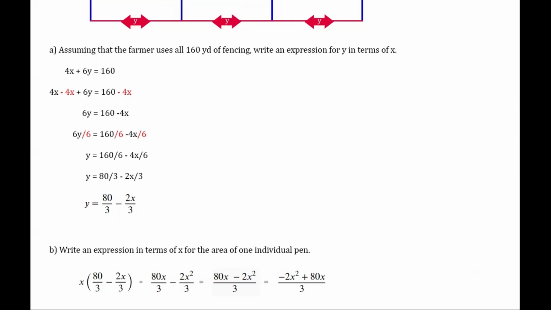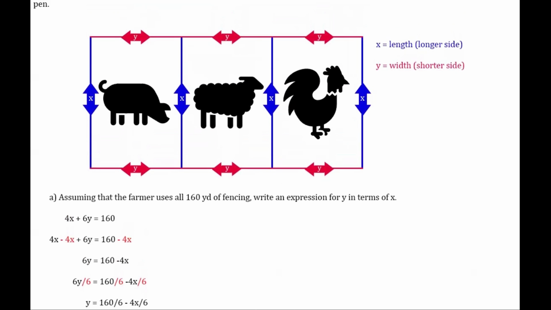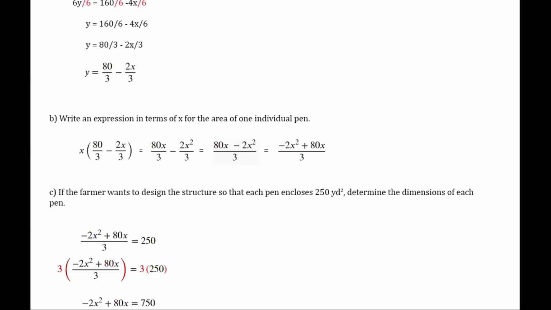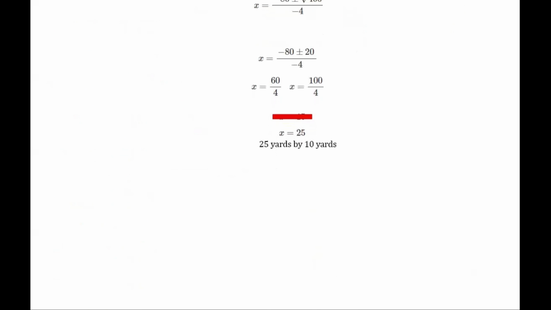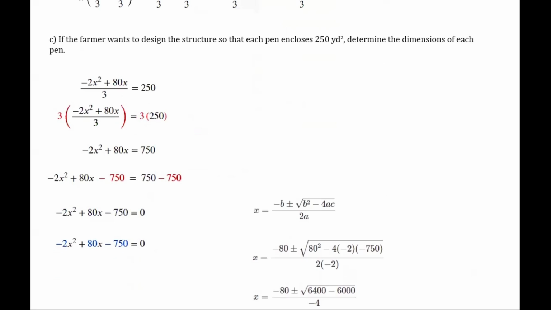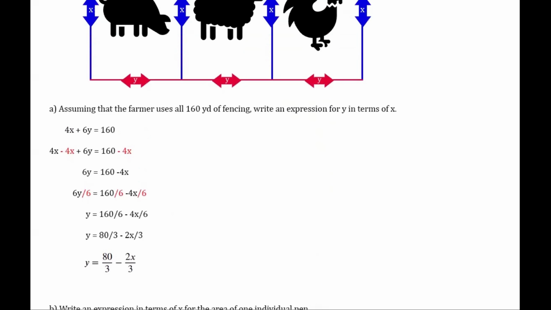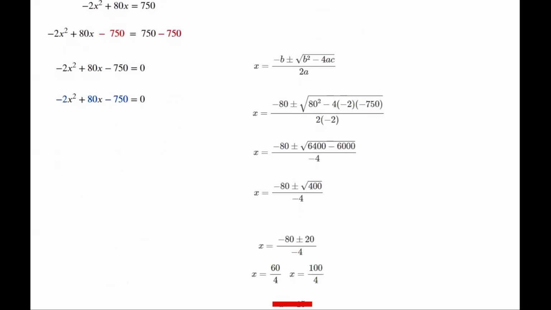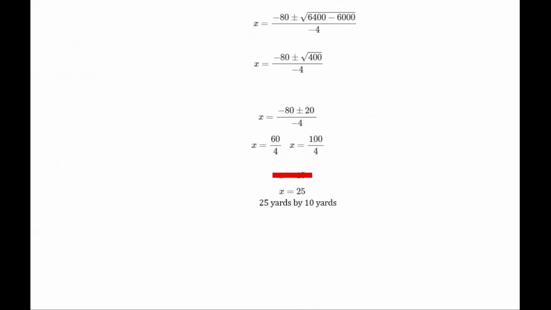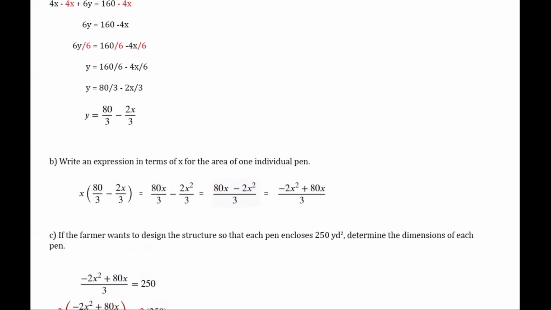So we have made sure we met all criteria. We made sure that x represented the longer side, the bigger number. We made sure that altogether we used 160 yards of fence and that the area of one of the pens is 250 square yards, because 25 times 10 is 250. So I think we have solved everything.